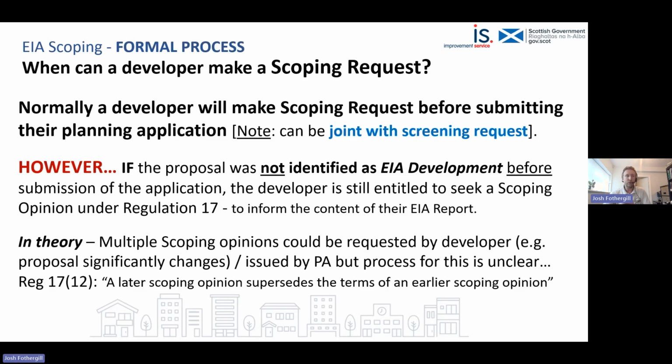In theory, it's also worth noting, right at the back of Regulation 17, which covers scoping, 17(12), a later scoping opinion supersedes the terms of an earlier scoping opinion. So it's clearly understood within the legislative basis that there can be multiple scoping opinions for a single development from a planning authority. Now, how this occurs isn't really necessarily clarified in the regulations, but that text is there. So we could have multiple scoping opinions. That could be multiple requests from a developer, or perhaps the proposal significantly changed, maybe a considerable amount of time has passed. So that's something just to be aware of.